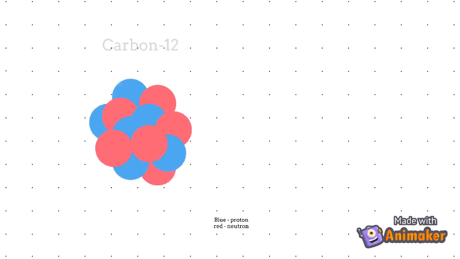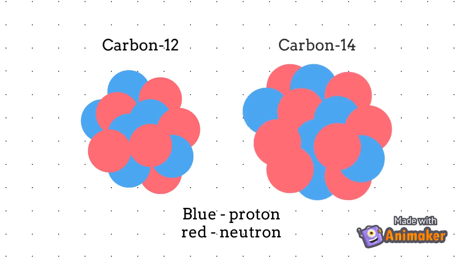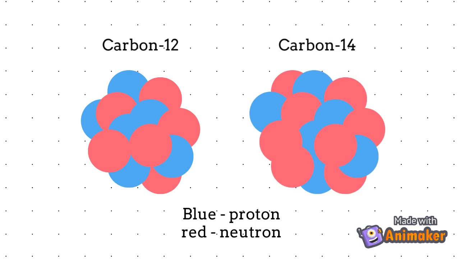But there is more than one type of carbon. Most carbon atoms have 6 protons and 6 neutrons. We call this carbon-12. High in the atmosphere, sometimes a cosmic ray hits a nitrogen atom, and it results in carbon-14, which consists of 6 protons and 8 neutrons. Both of these carbons behave alike. However, carbon-14 is unique and has an important attribute. It is unstable.